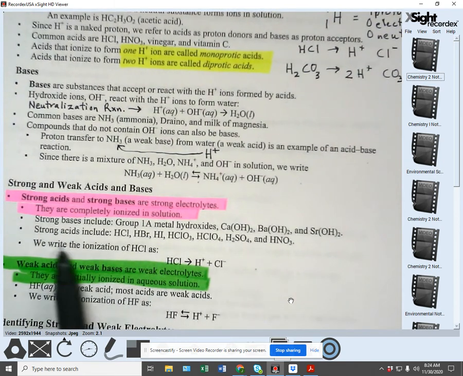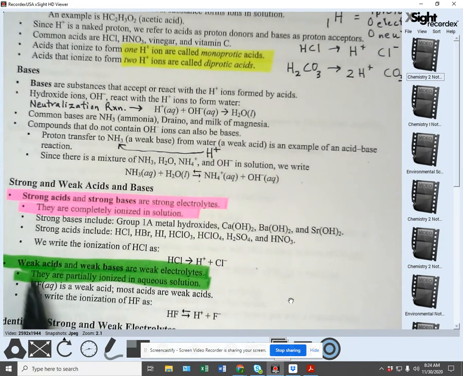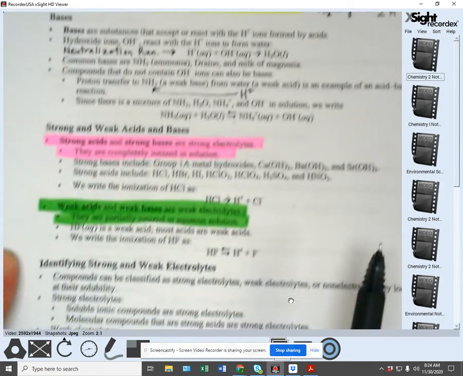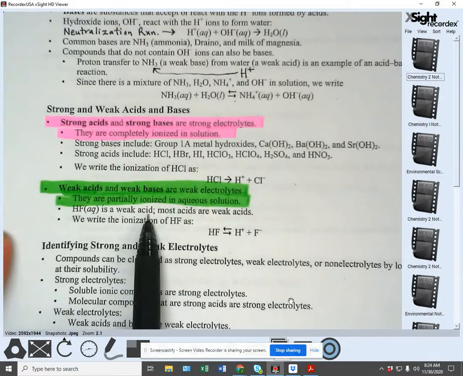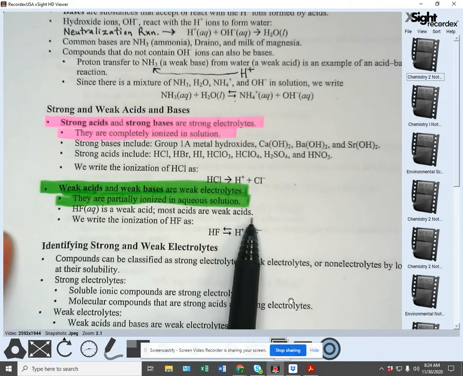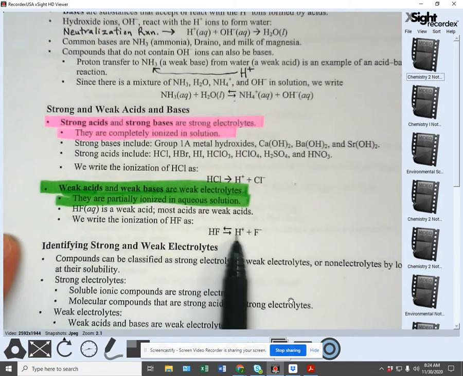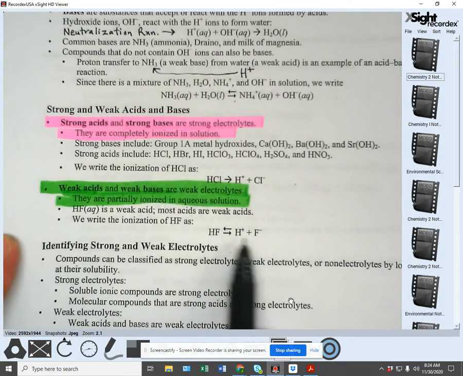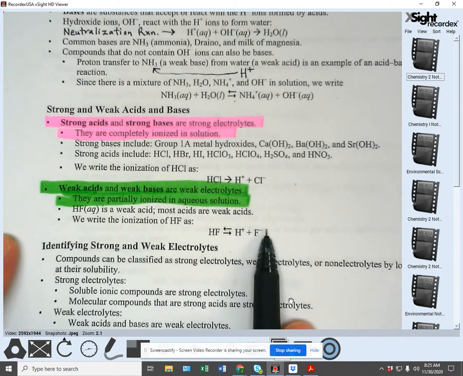They're showing ionization of a strong acid here. We've already done these. Weak acids and weak bases are weak electrolytes, only partially ionized. Hydrofluoric acid aqueous is a weak acid. Most acids are weak acids. So they're showing you ionization of a weak acid here, where you have hydrofluoric. The only real difference, remember, in showing this is that you've got the double arrow going both ways because some of them remain as the compound together and some of it splits and ionizes.